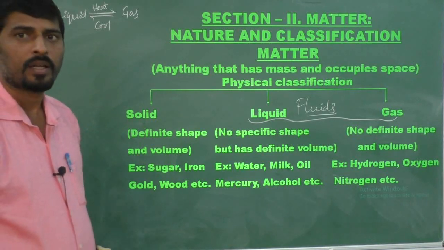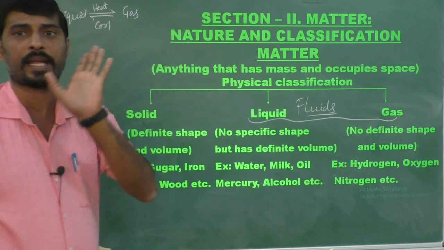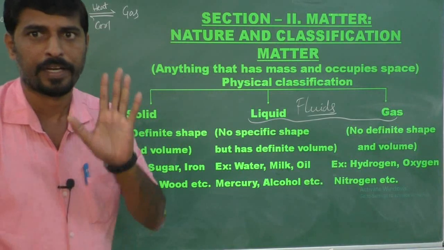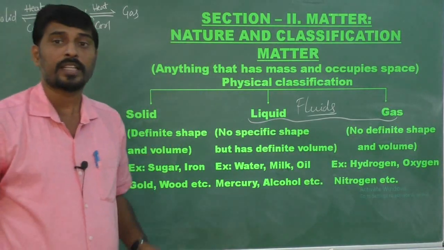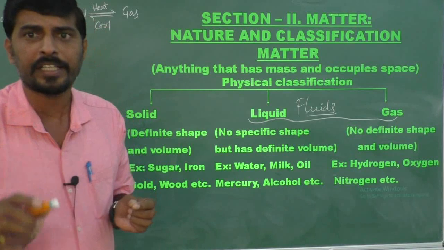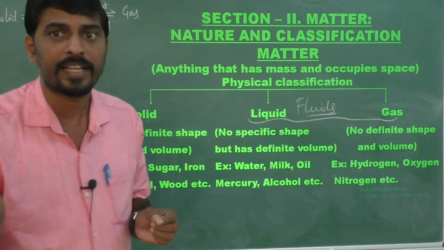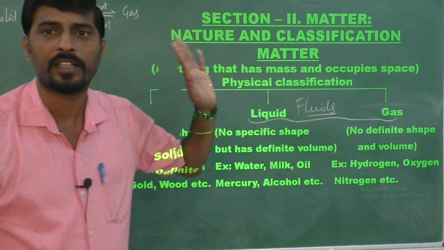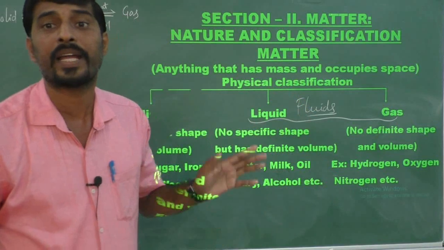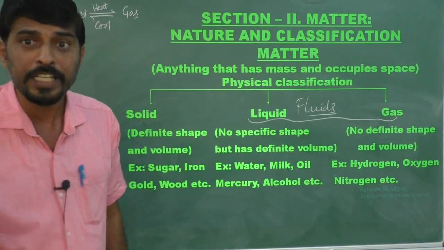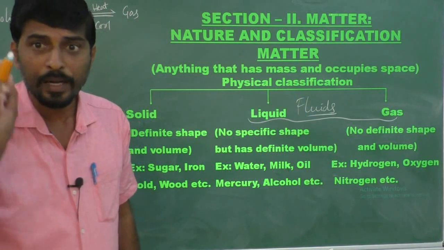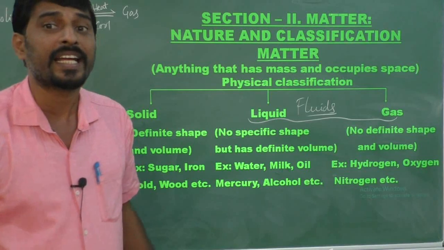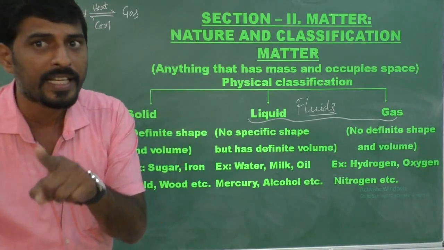Please remember, are gas and vapors the same or different? The answer is different. How are they different? If a substance under ordinary conditions exists as a gas, then we call it a gas, for example hydrogen, nitrogen, oxygen, etc. If the substance exists in the liquid state under ordinary conditions, but at higher temperature it exists as a gas, then we call it vapor.